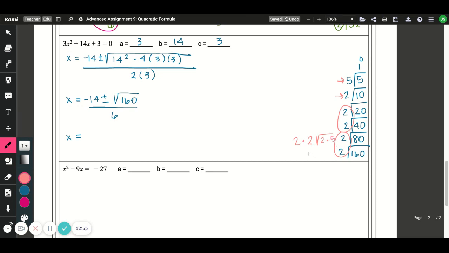So the 2 times 2 in the front is 4. And the 2 times 5 inside is 10. Okay, so this square root of 160 simplified to 4 root 10.